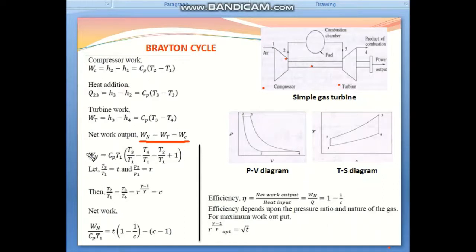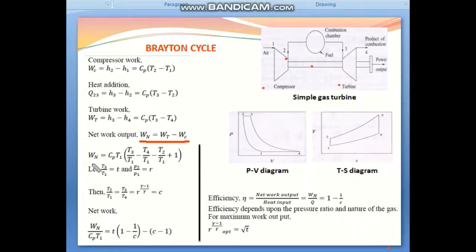This is the net work done. Net work output Wn equals Cp T1 into (T3 by T1 minus T4 by T1 minus T2 by T1 plus 1). So the specific work output is Wn by Cp T1.